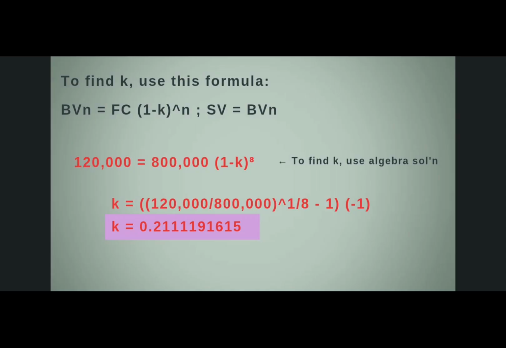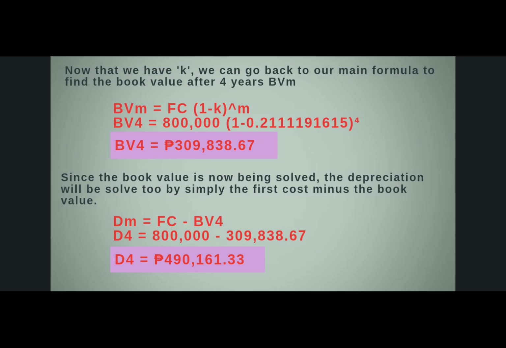In order to find K, you may use an algebra solution. So, our K in this solution will be equal to 0.2111191615. Now that we have K, we can go back to our main formula to find the book value after 4 years. So, you just have to plug the given values into the formula, then you can have the book value of 309,838.67 pesos.